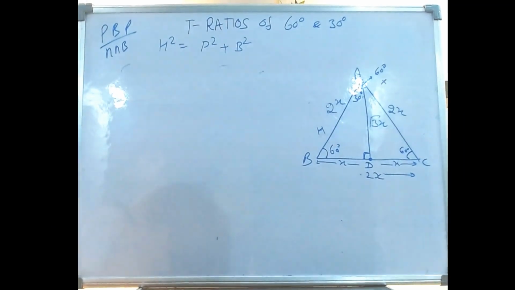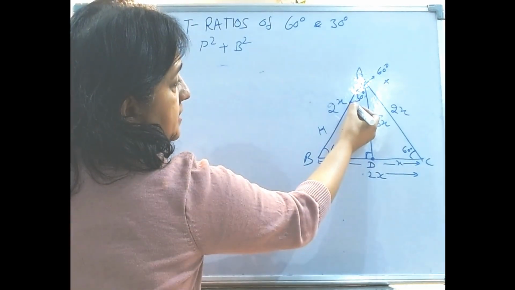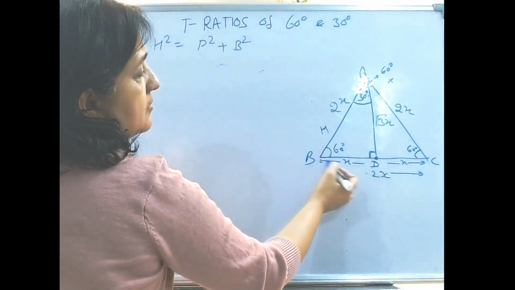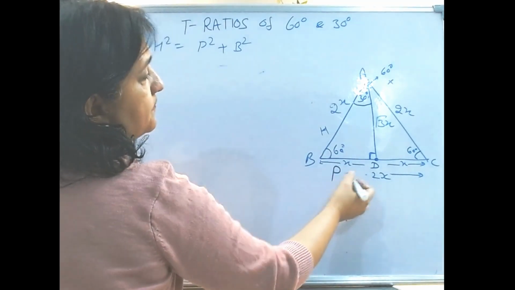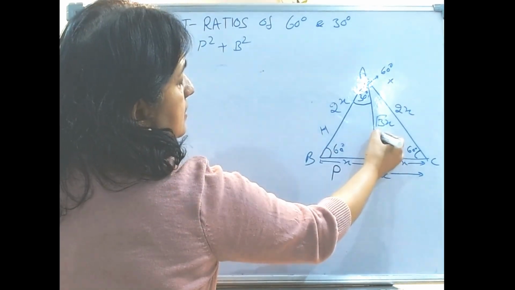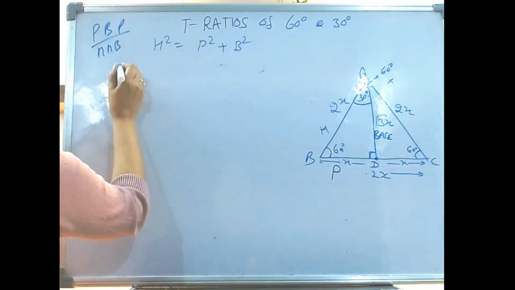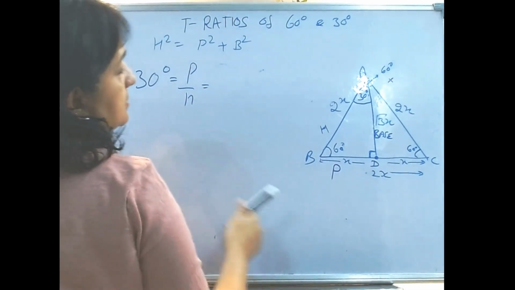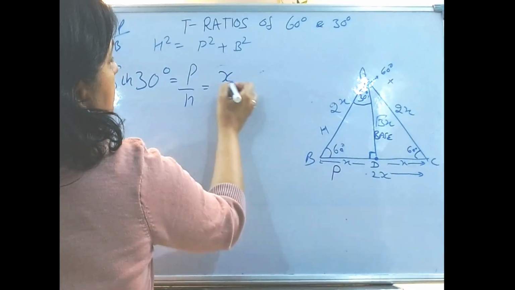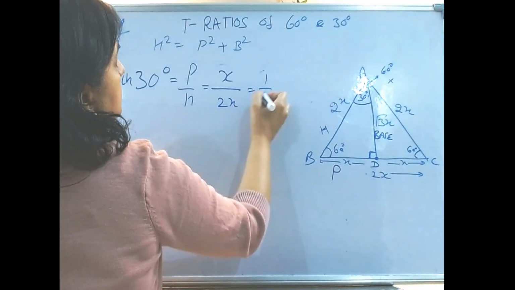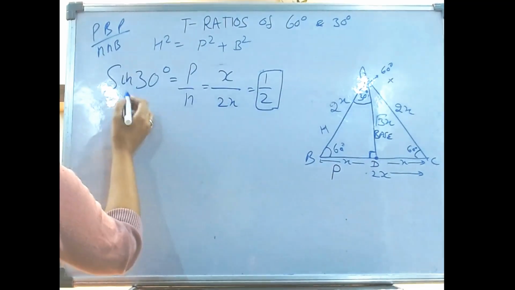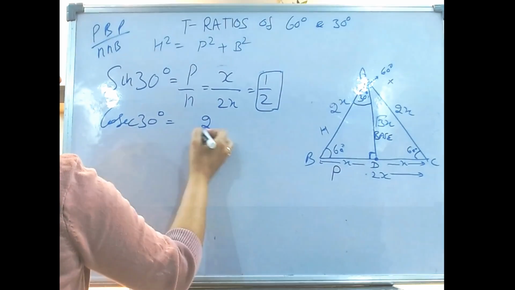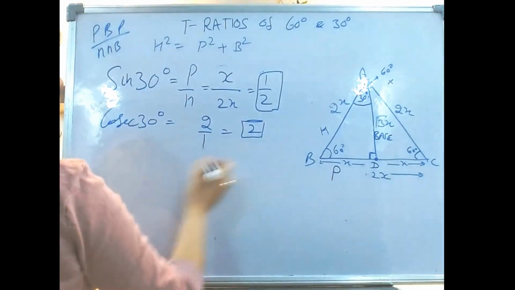Now see the proof for 30 degrees. So we are considering this acute angle. In reference of this acute angle, BD is going to be the perpendicular and AD is going to be the base. So sin 30 degrees, perpendicular by hypotenuse, perpendicular x, hypotenuse 2x, so means 1 by 2. Then cosec 30 degrees, reciprocal of sin 30 degrees, that is 2 by 1, means 2.